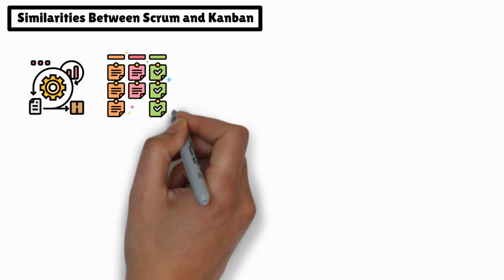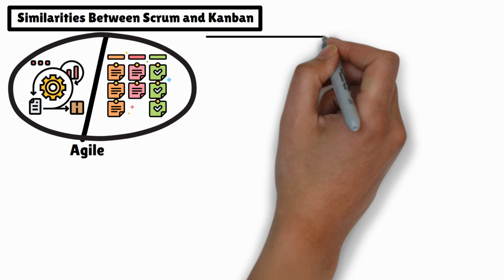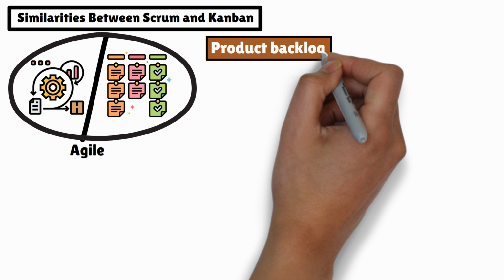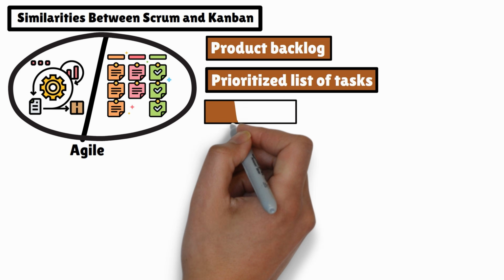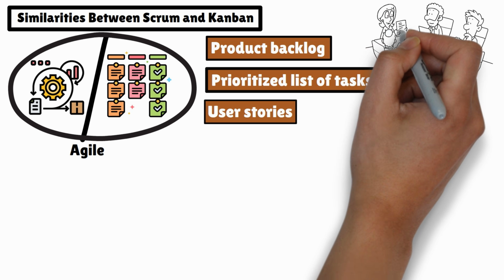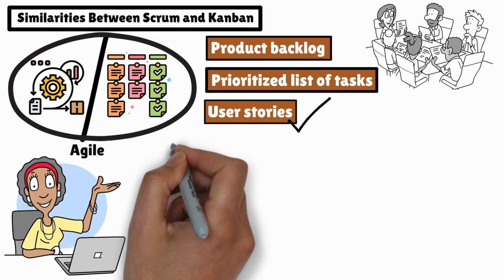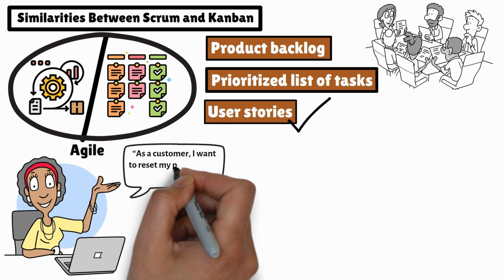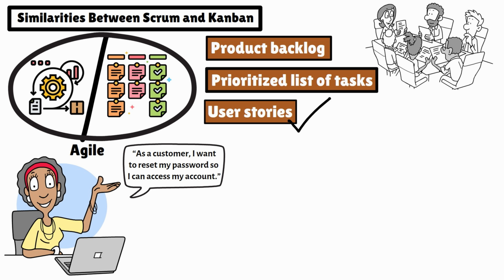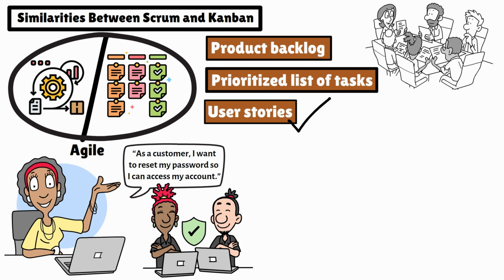While Scrum and Kanban differ in their structure, they share workflow similarities that align them under the Agile umbrella. Both frameworks start with a product backlog, or a prioritized list of tasks or user stories that need to be completed. These backlogs act as the single source of truth for what the team should work on next. Tasks are typically written as user stories, which describe the work from the user's perspective. For example, as a customer, I want to reset my password so I can access my account. This shared use of user stories ensures the team understands the work's purpose and its value to the customer.